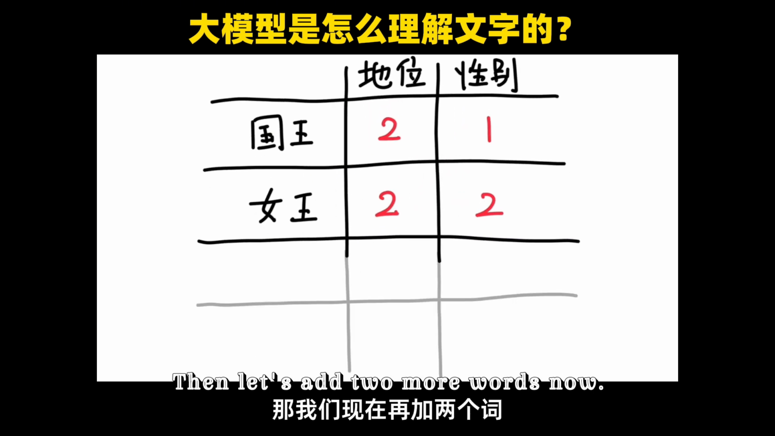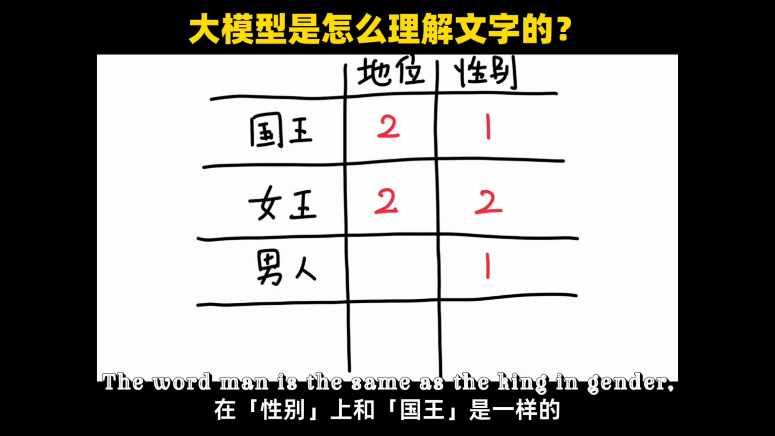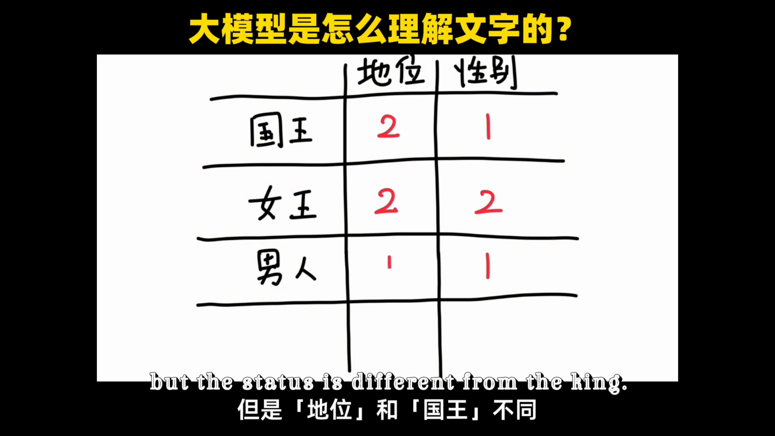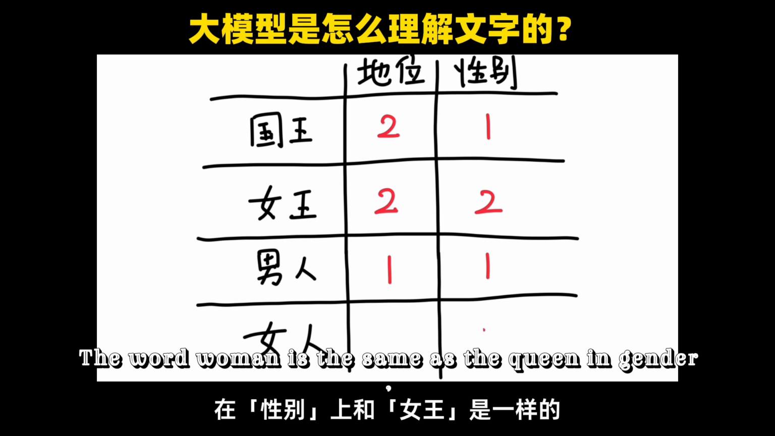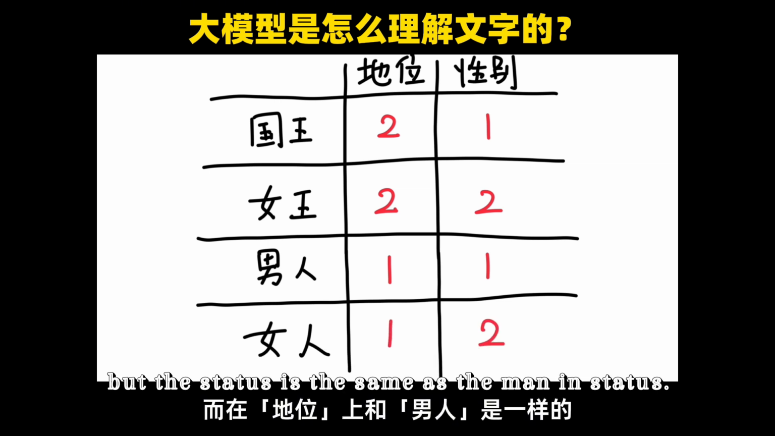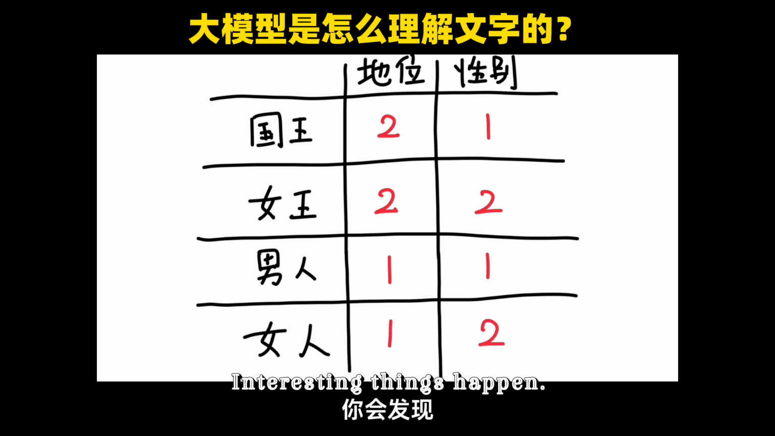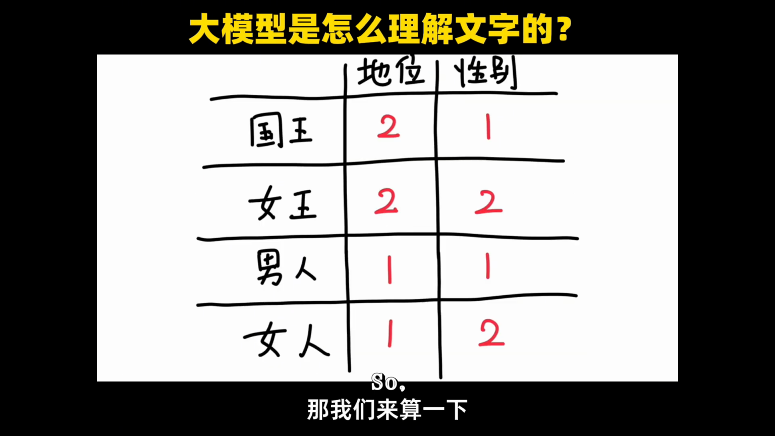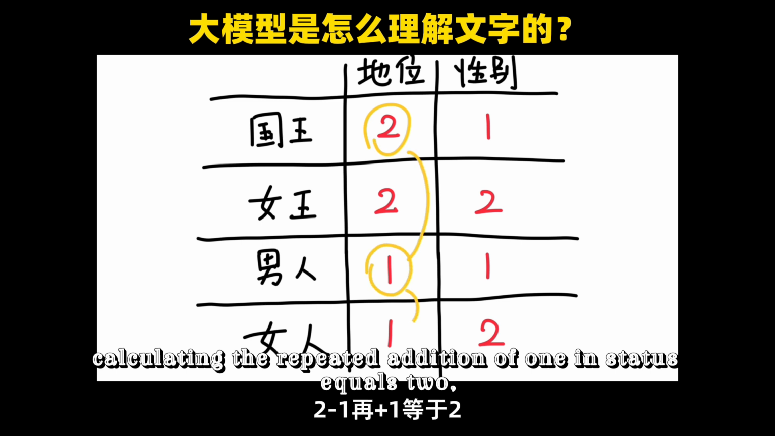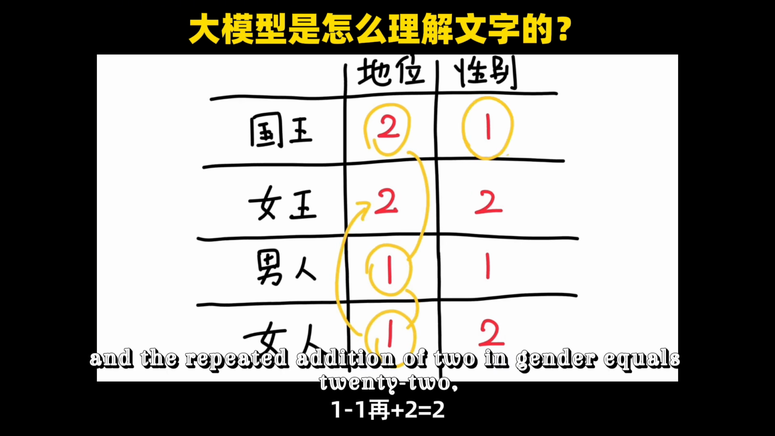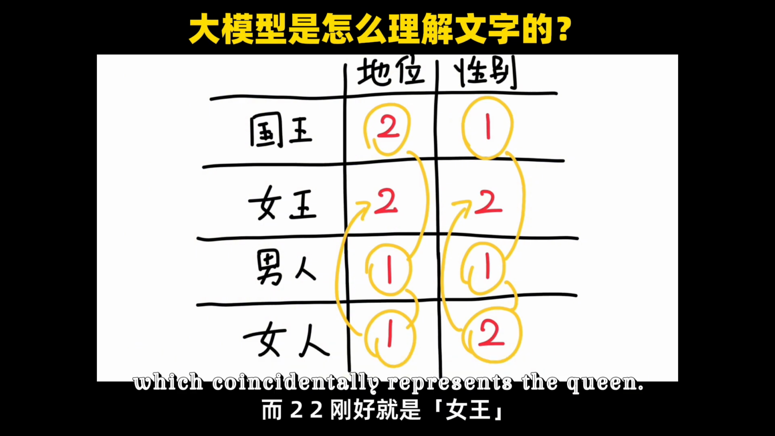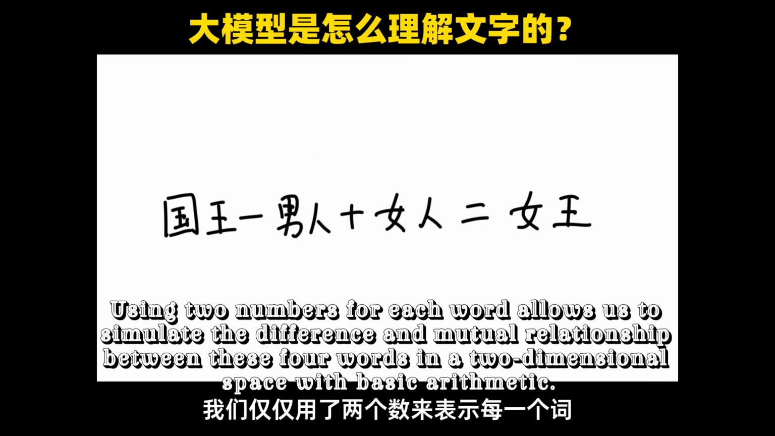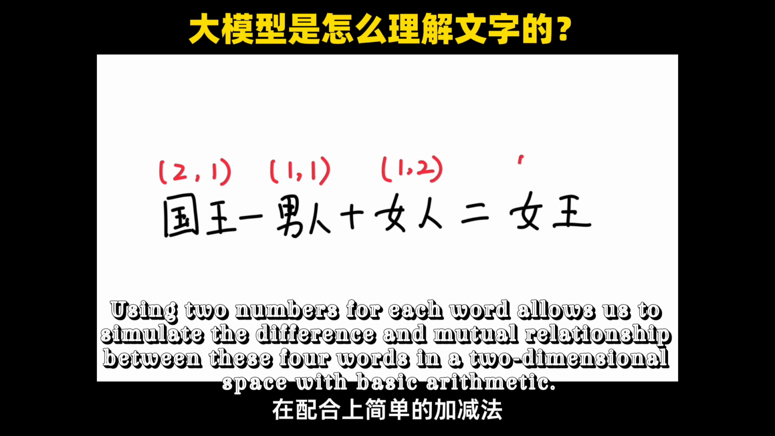Then let's add two more words. The word man is the same as the king in gender, both of which are 1, but the status is different from the king. The word woman is the same as the queen in gender, but the status is the same as the man. Interesting things happen. You will find that king minus man plus woman is exactly equal to queen. Calculating: the status of 1 minus 1 plus 1 equals 2, and the gender of 2 minus 1 plus 2 equals 22, which coincidentally represents the queen. Using two numbers for each word allows us to simulate the differences and relationships between these four words in a two-dimensional space with basic arithmetic.